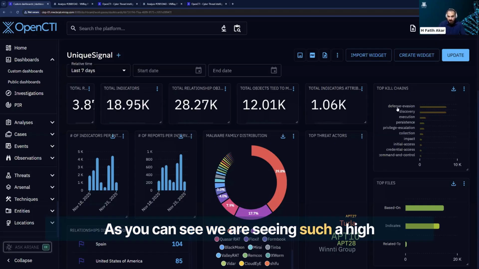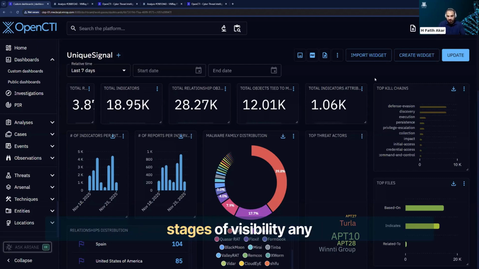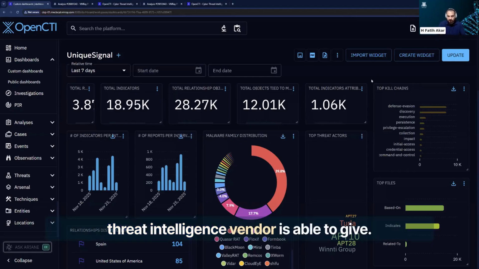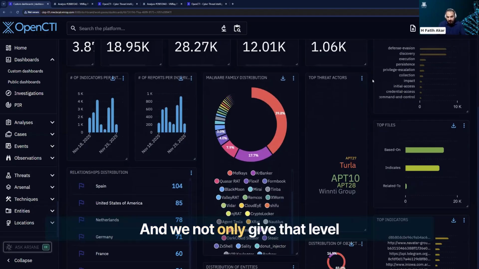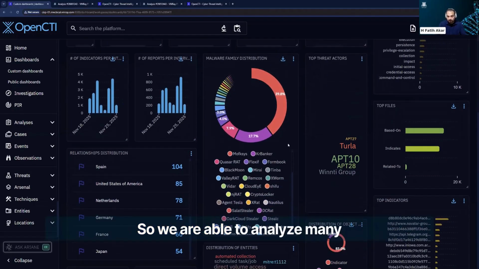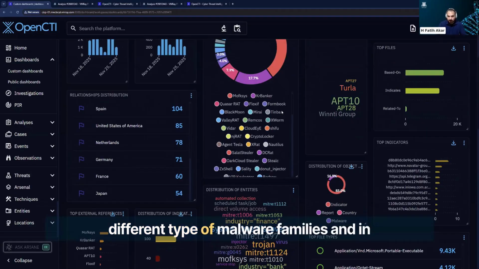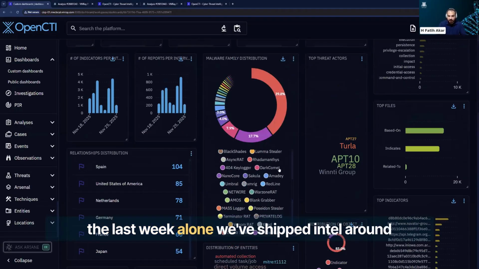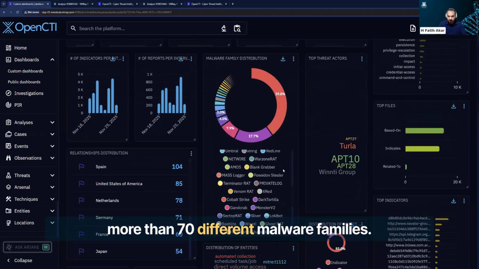And this is certainly not the case. As you can see, we are seeing such a high occurrence of defense evasion in the malware samples that we analyze. And this is a really important factor to consider on how much visibility into later stages any threat intelligence vendor is able to give. We not only give that level of enrichment at the indicator level, but we also know more than 60% of the time what malware family this indicator is classified with. So we are able to analyze many different types of malware families. And in the last week alone, we've shipped more than 70 different malware families.